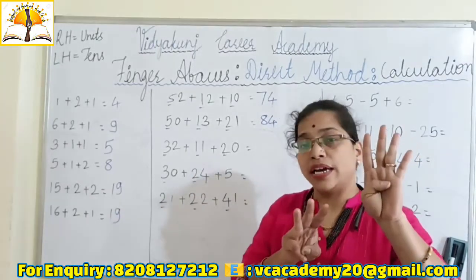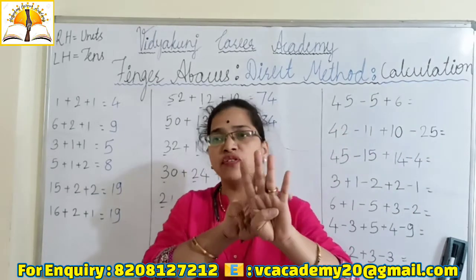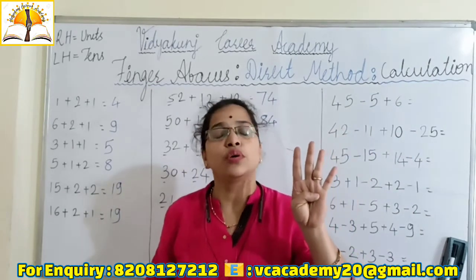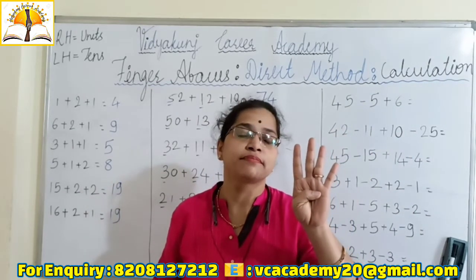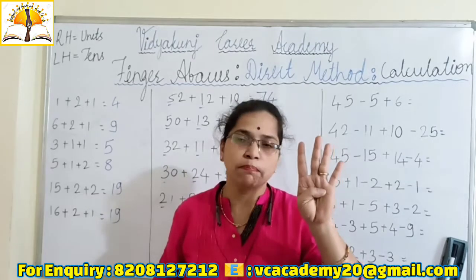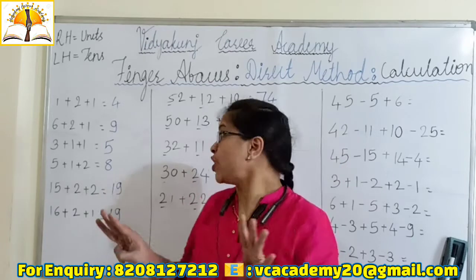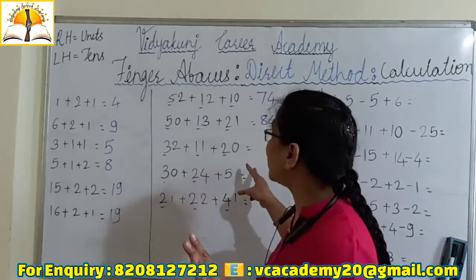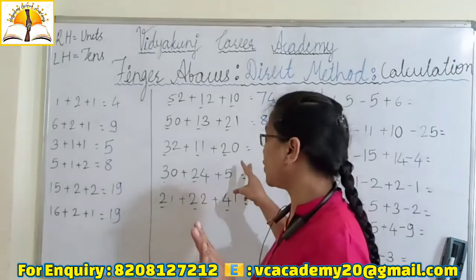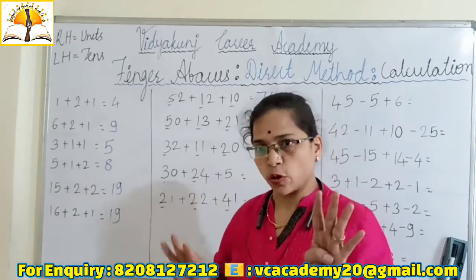Next number 20. Then I have to add 20 here. Is there a finger here? No. Then what do we have to do here? Minus 3 plus 2. This sum will not come in the direct method. I will explain this one later. But now I will solve it here.